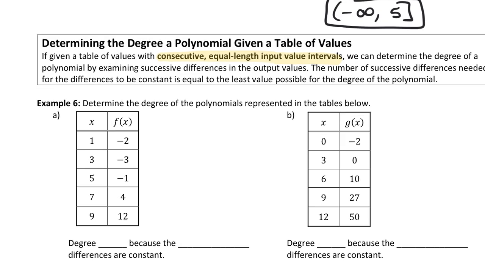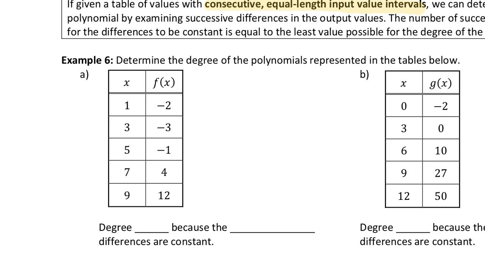I learned about consecutive equal length input value. Amazing. Yeah, say that sentence to yourself 17 times fast. You get really tongue-tied. It's kind of fun. Here's what I'm noticing. In this first table for f of x, do you see how the x's go up by 2 every time?